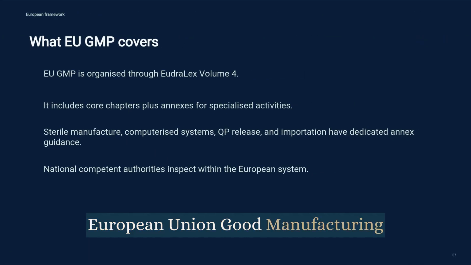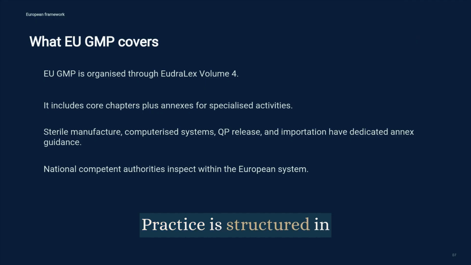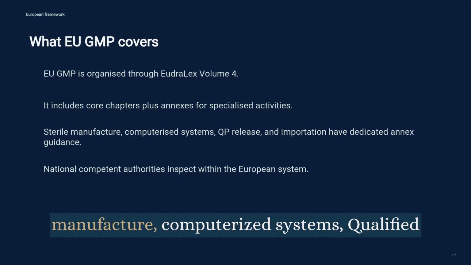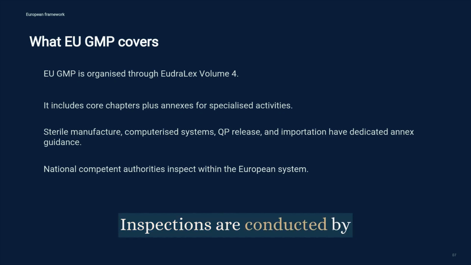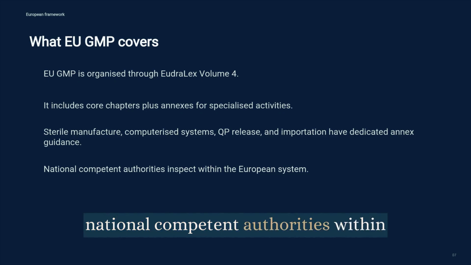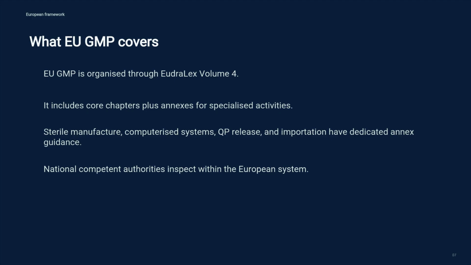European Union good manufacturing practice is structured in EudraLex Volume 4, featuring core chapters and annexes for specialized activities. Key areas include sterile manufacture, computerized systems, qualified person release, and importation. Inspections are conducted by national competent authorities within the European framework.